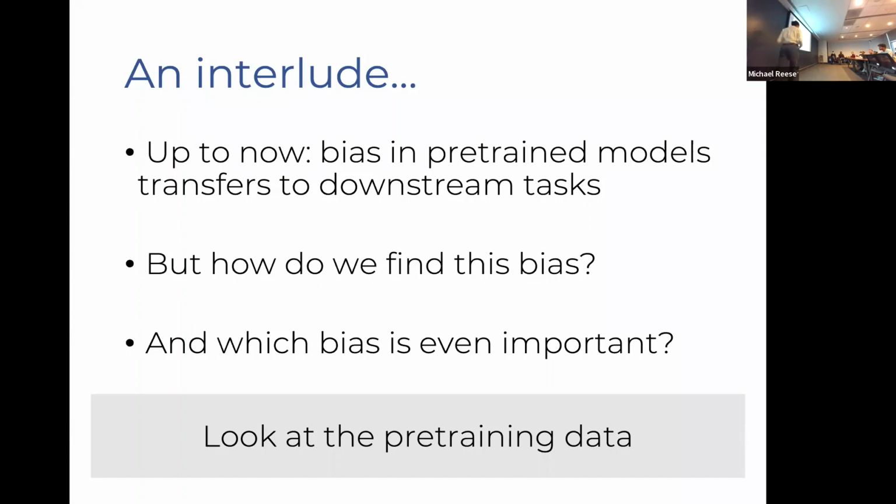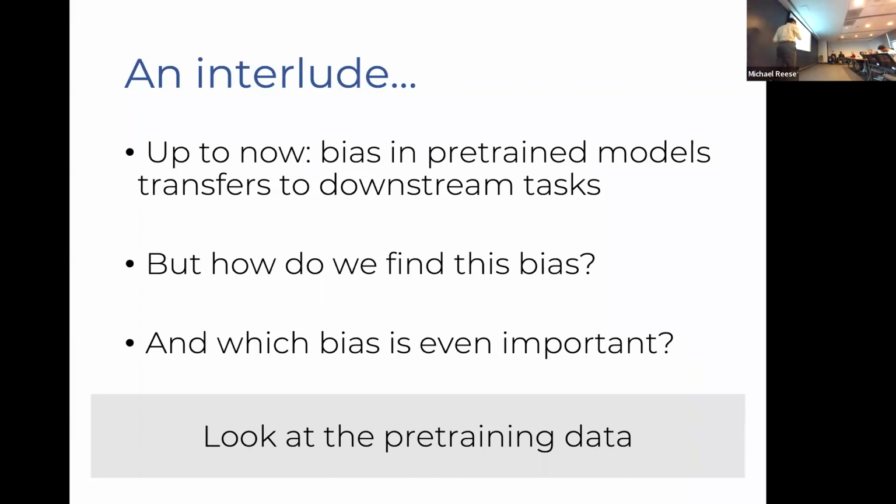All of these biases that I talked to you about, I sort of gave them to you. I knew what they were ahead of time, and we could test whether the bias transfers. But you probably also want to know, if you're downloading pre-trained models from OpenAI and Google, how do you actually find the biases in them in the first place? And which biases should you even be looking at? As some people mentioned earlier, not all biases are bad; some of them are reasonably expected. So we want to know which biases we should be looking at, and how do we find them?